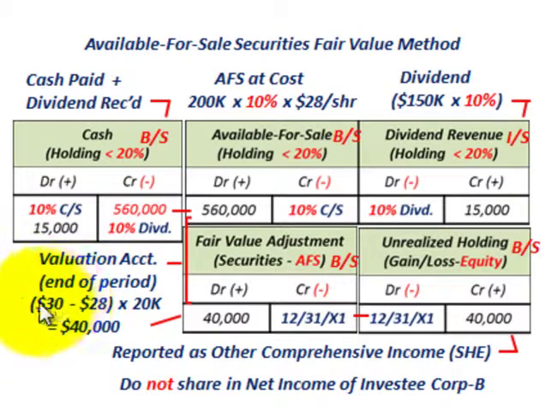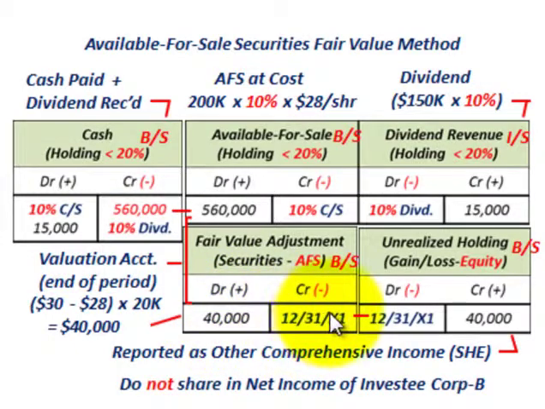So what we're looking at in this case, the market price of those shares of common stock are $30 per share at the end of the period at 12/31/X1, and what we paid for them, our cost, was $28 per share times the number of shares that we hold. So we had 10% of the 200,000 shares of Corp B, so there's 20,000 shares, so that equates to $40,000. So our available for sale securities increased at the end of the period by $40,000.